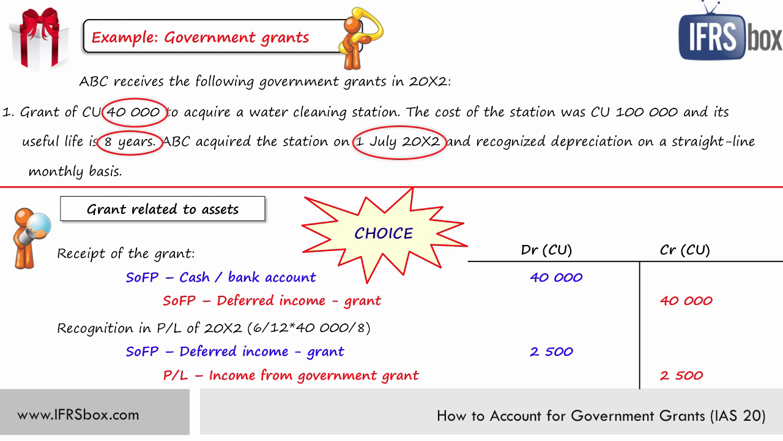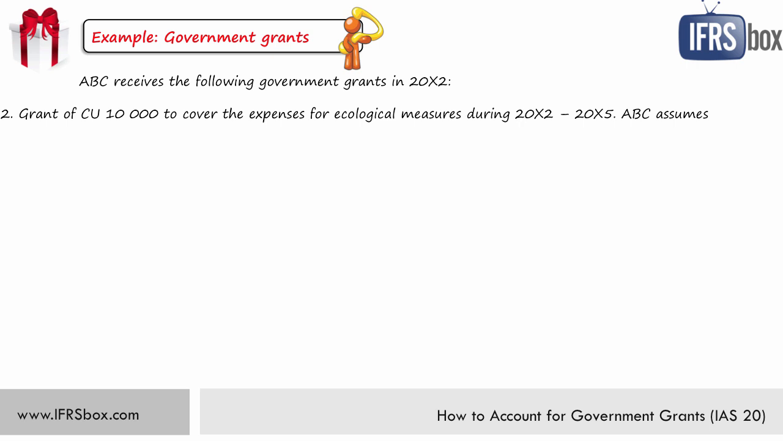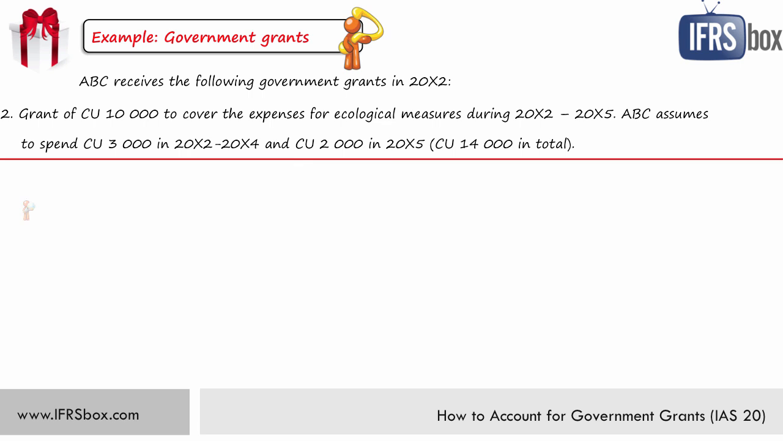Let's take a look at grant number 2. Grant of 10,000 currency units to cover the expenses for ecological measures during 20X2 to 20X5. ABC assumes to spend 3,000 currency units in each of 20X2 to 20X4, I guess, and 2,000 currency units in 20X5, that's 14,000 currency units in total. So this is a grant related to current and future costs.